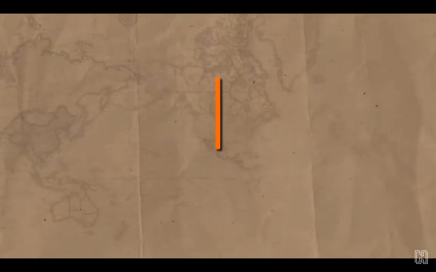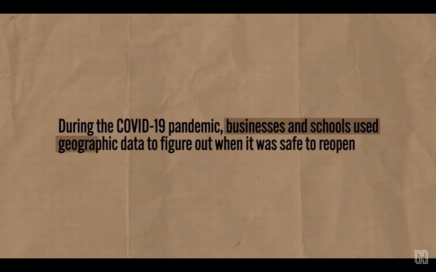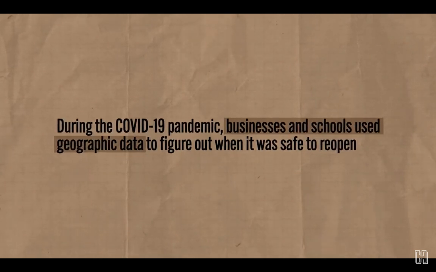And finally, we need to talk about the third major entity that makes use of geographic data for decision making, namely businesses and organizations. For example, you remember the COVID-19 pandemic that messed all our societal stuff up? Yeah, well, businesses and schools use geographic data to figure out when it was safe to reopen. Maps track the infection rate at various scales, and based on that data, school administrators either kept the school closed or decided to reopen. Or to get back to Chick-fil-A. Because it's always the right time to get back to Chick-fil-A.